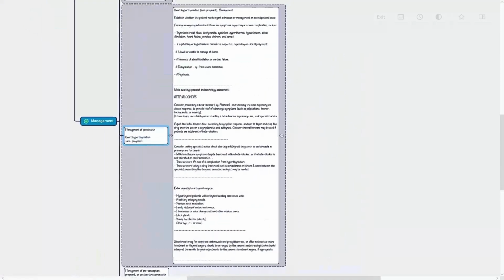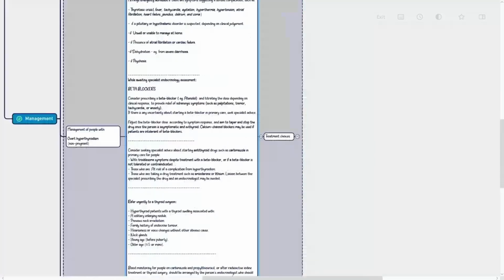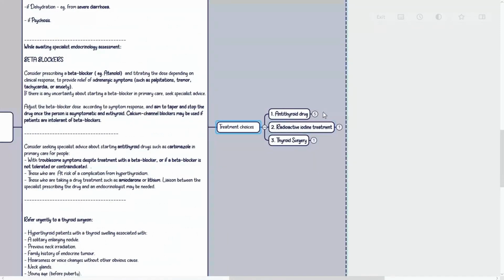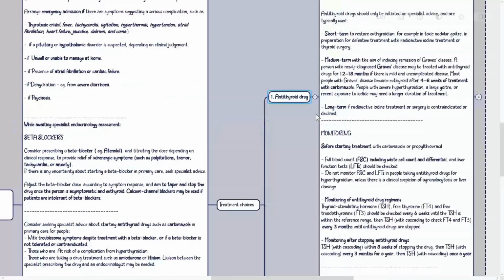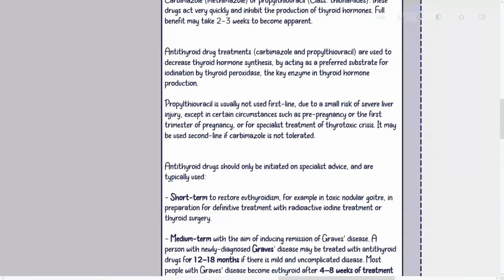Treatment choices: antithyroid drug, carbimazole, methimazole, or propylthiouracil, class thionamides. These drugs act very quickly and inhibit the production of thyroid hormones. Full benefit may take 2-3 weeks to become apparent.